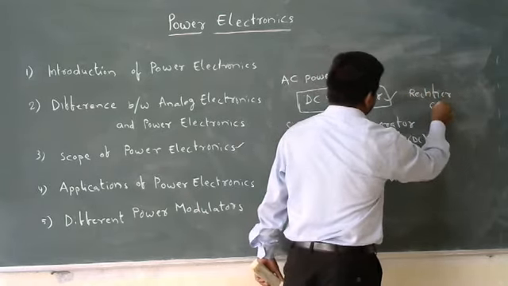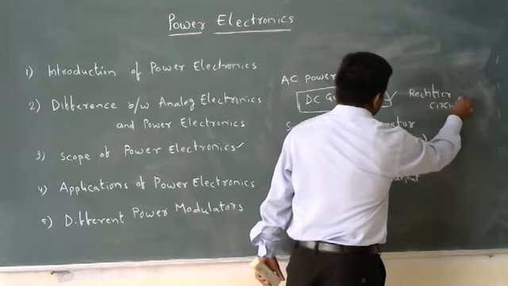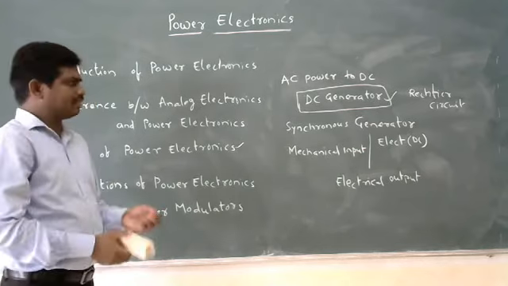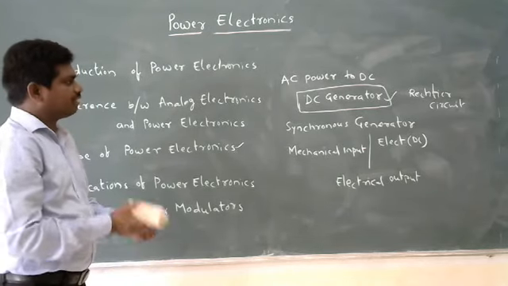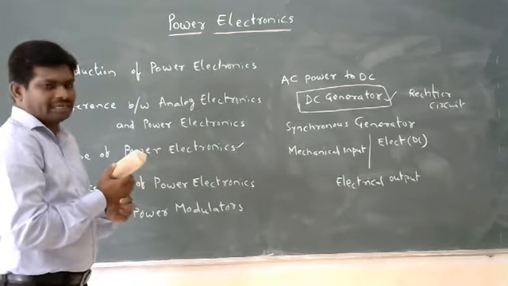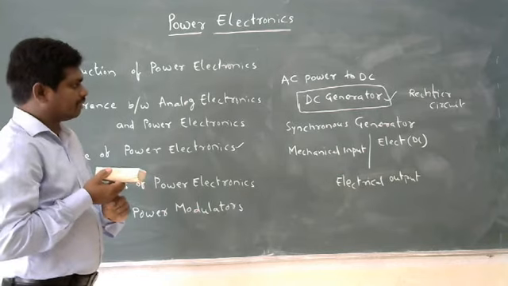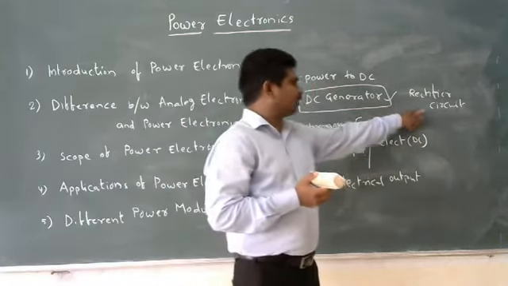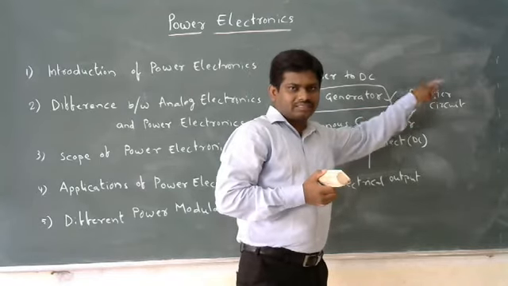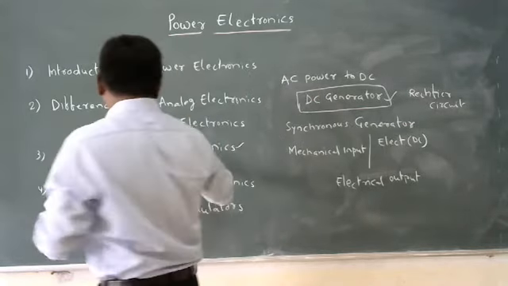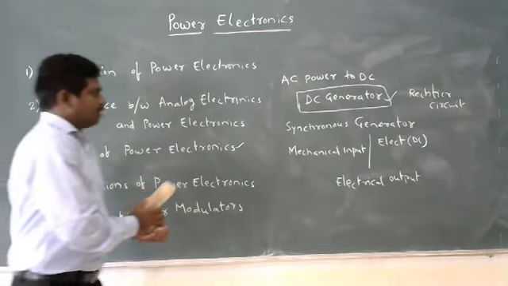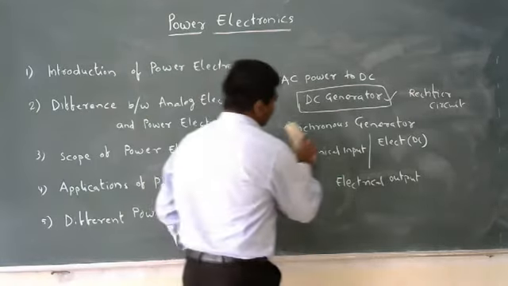Rectifier circuit means we are going to replace this old and traditional method, where the DC power is fed to the synchronous generator with the help of a DC generator, with a rectifier circuit. This rectifier circuit consists of a power electronics configuration. One application is that. The other one is when we see the DC motor.